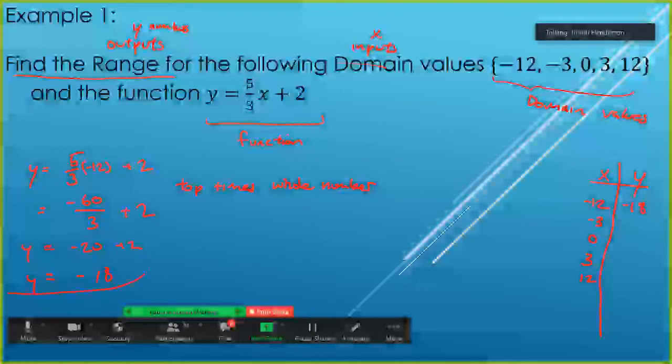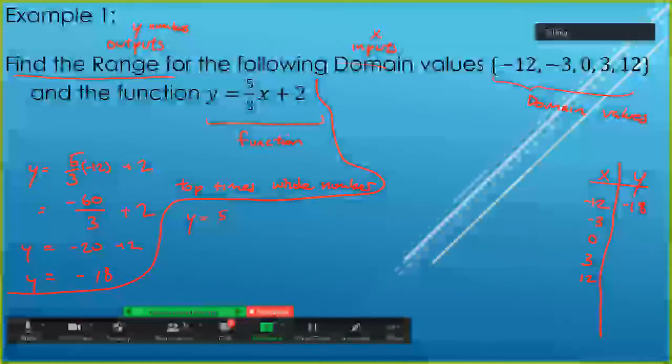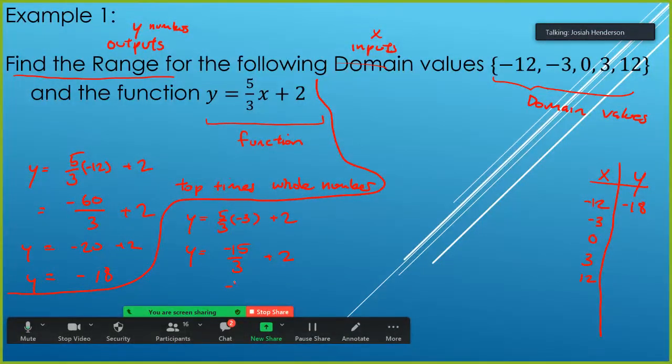Okay, I'm going to make some space around our first problem so we don't get it mixed up with it, hopefully. Now let's try plugging in negative 3. So I'm going to start at the beginning, except we plug in negative 3 instead of negative 12. Like last time, 5 gets multiplied to whatever the whole number is. So that's negative 15. Then we divide, and this time we get negative 5 plus 2. And that'll leave us with y equals negative 3.